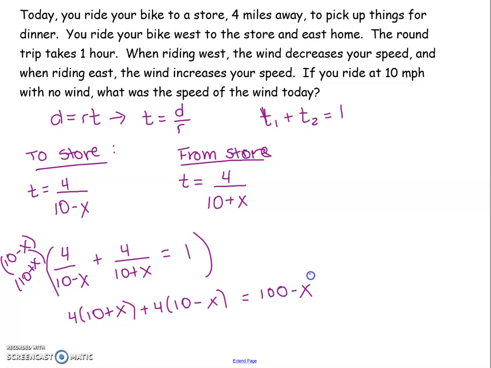So now I can just distribute everything. So 4 times 10 plus x, so I'm going to get 40 plus 4x. And then distribute the other 4. So I'm going to get plus 40 minus 4x equals 100 minus x squared. And then we can just move everything and solve for x. And we end up getting that x is equal to 4.47 miles per hour for the wind.